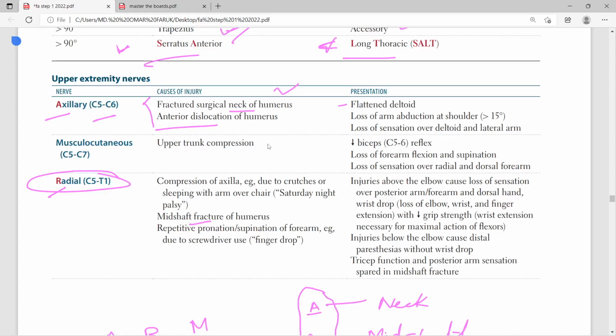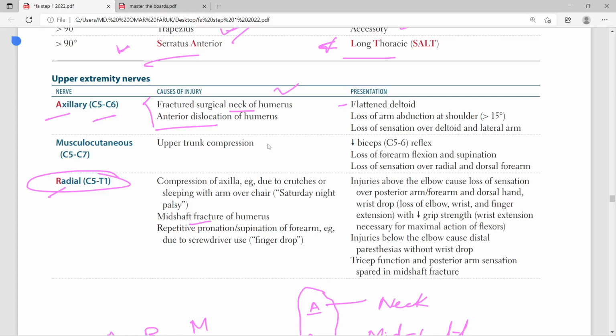Then the radial nerve. Radial nerve injury happens. The radial nerve is very important for physical medicine and rehabilitation doctors, because it happens due to crutch palsy. We tell the patient to use crutches when they are unable to walk, and it happens due to crutches, or from sleeping with the arm over the chair: Saturday night palsy. If a drunk guy sits on a chair and sleeps overnight, and the very next day he finds that his arm is not working, then you have to think about Saturday night palsy.